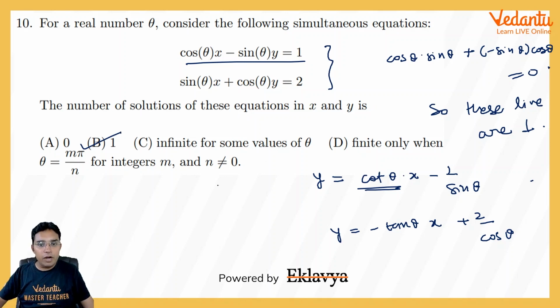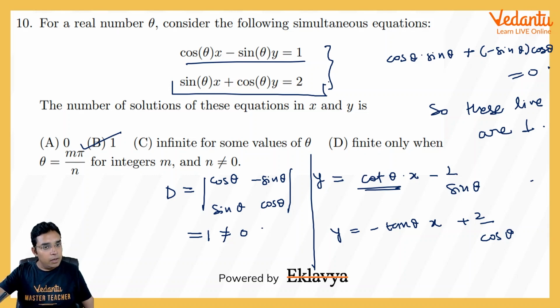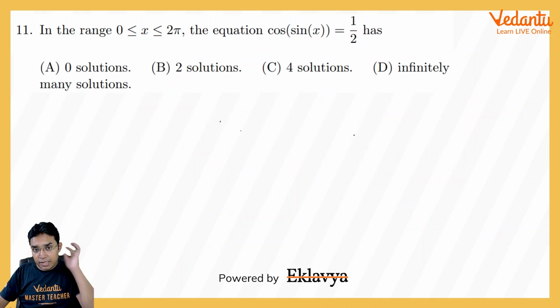Okay, in fact, those who know Cramer's rule, you can use that D also, which gives you cos theta, minus sin theta, sin theta, cos theta, and the value of this determinant comes out to be 1, which is not equal to 0. This clearly says it has to have a unique solution, one solution only. Okay, coming to the next question, that is 11.